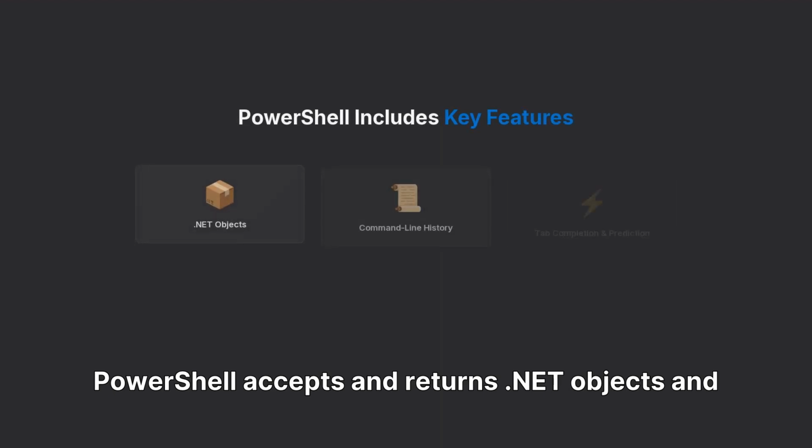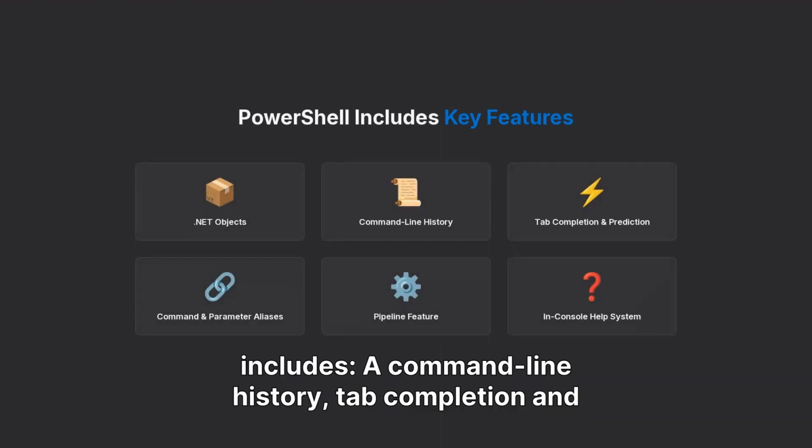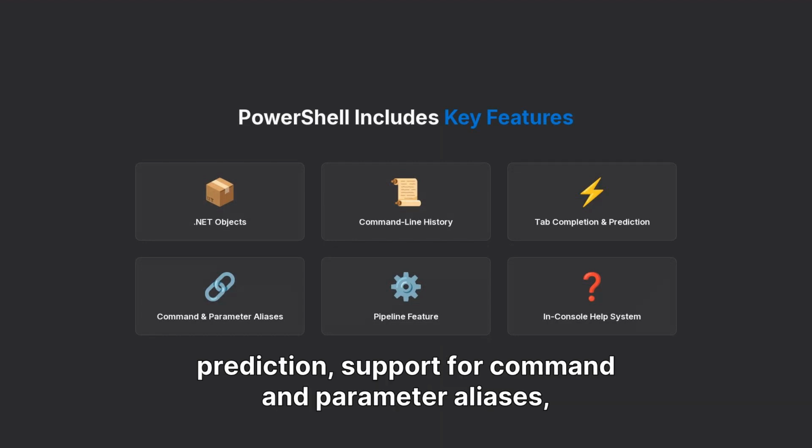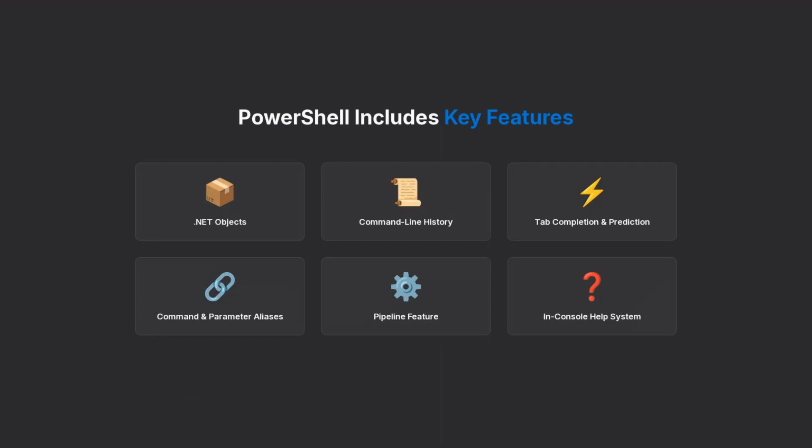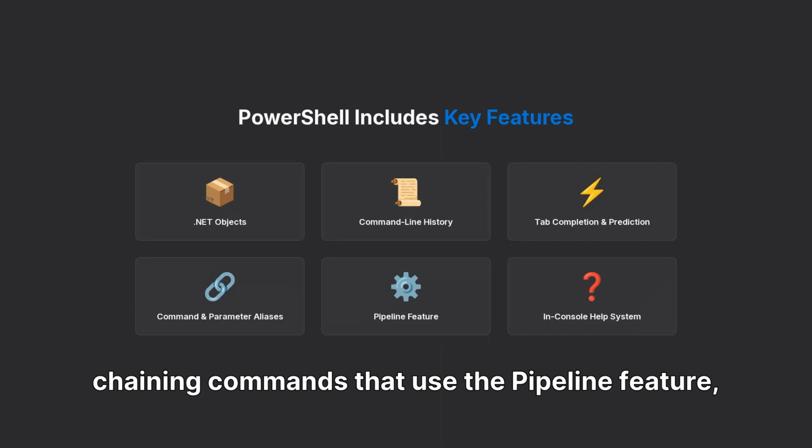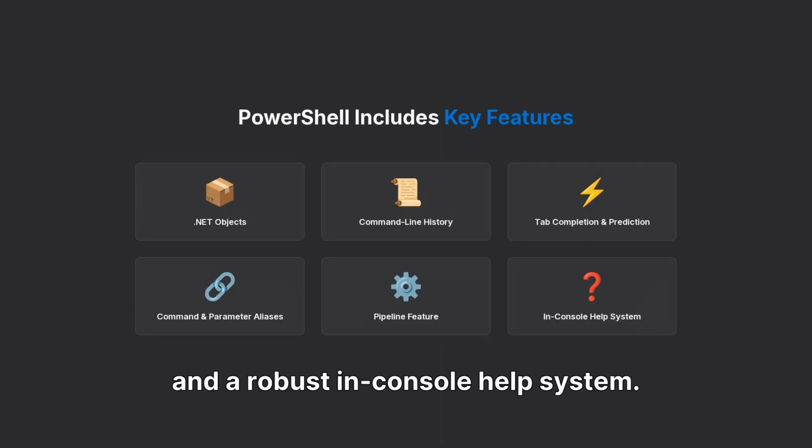PowerShell accepts and returns .NET objects and includes a command line history, tab completion and prediction, support for command and parameter aliases, chaining commands that use the pipeline feature, and a robust in-console help system.